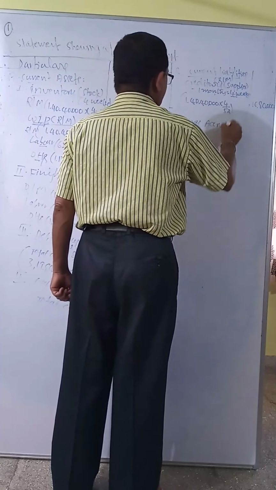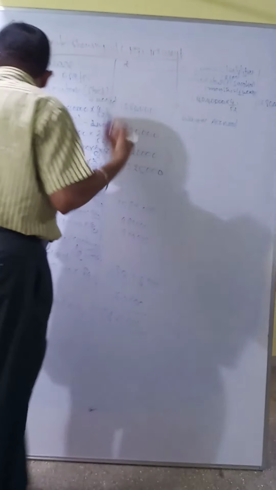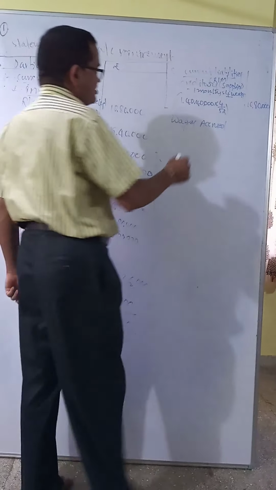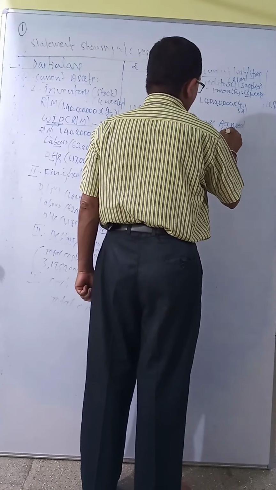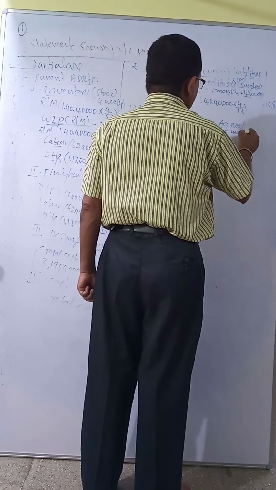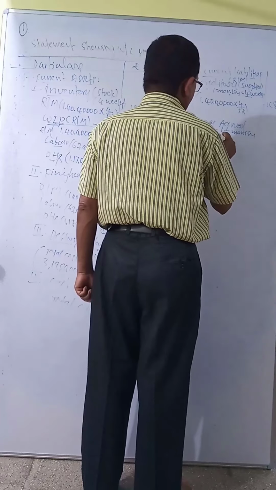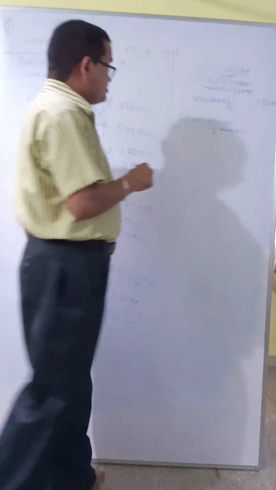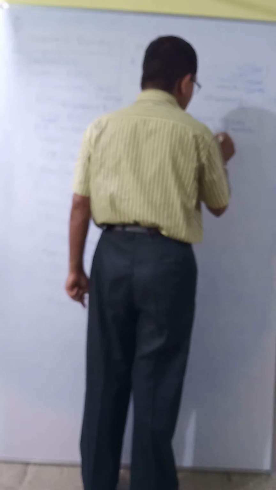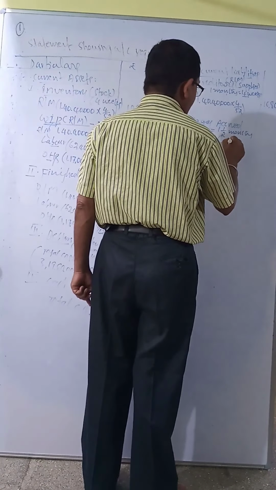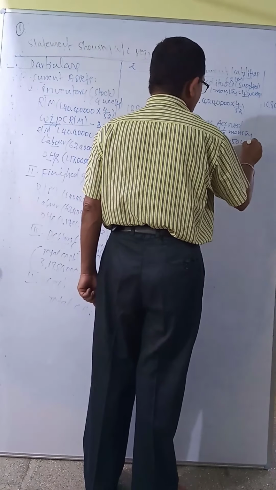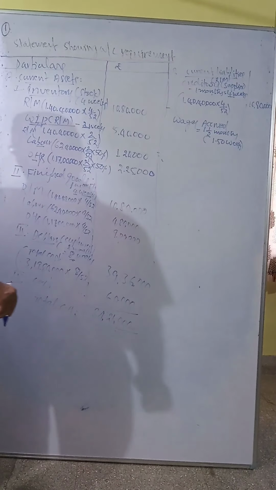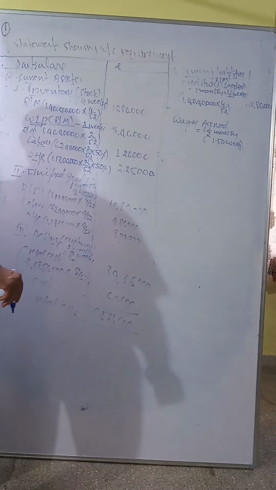Then wages accrued. Accrued means outstanding. See, wages accrued, they given 1.5 months. They given the question 1.5 months. Here 1.5 months, you have to convert it into 1.5 weeks, 1.5 divided by 52.